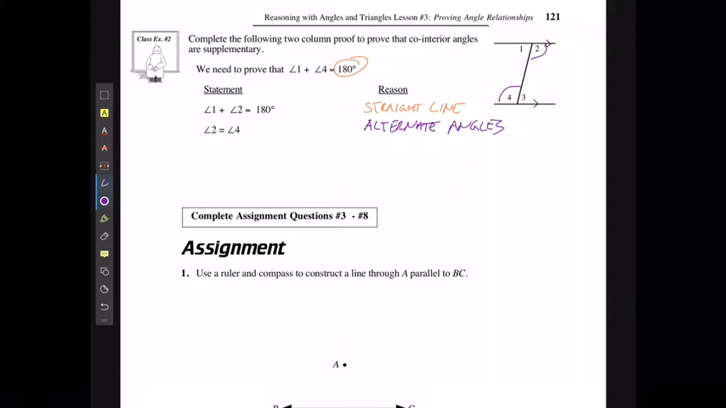Then, if 2 and 4 are the same, and 1 plus 2 is equal to 180, then I can replace, because 2 and 4 are the same, with my last statement. I can say that angle 1 plus angle 4 is going to equal 180. Because I said 2 and 4 are the same, so I just substituted in angle 4 for angle 2. Why is that? I can say that it's substitution.